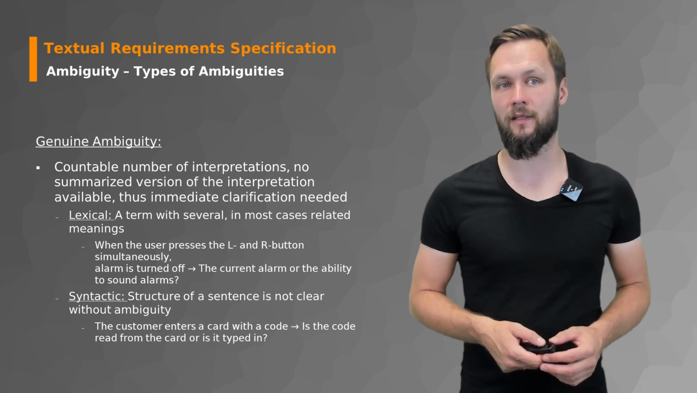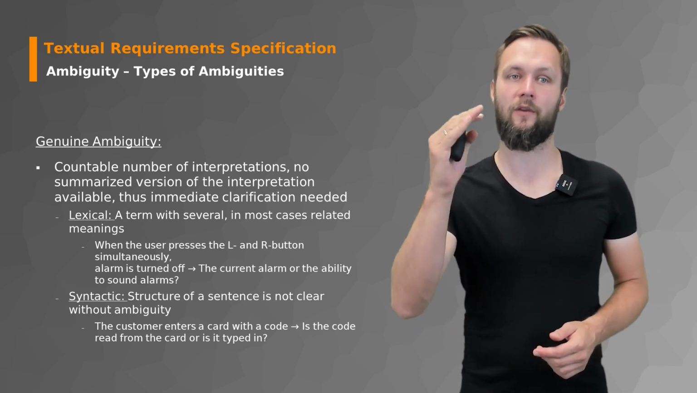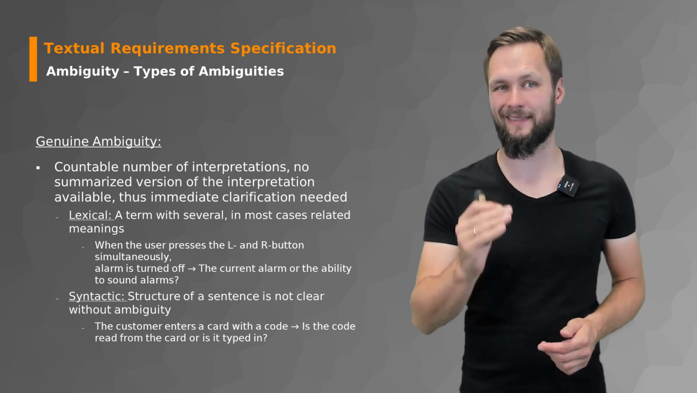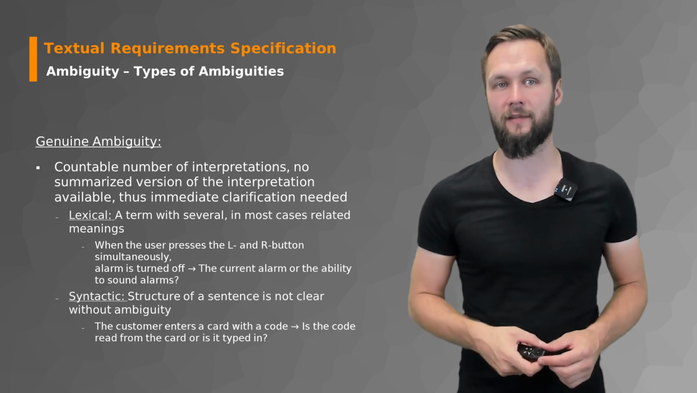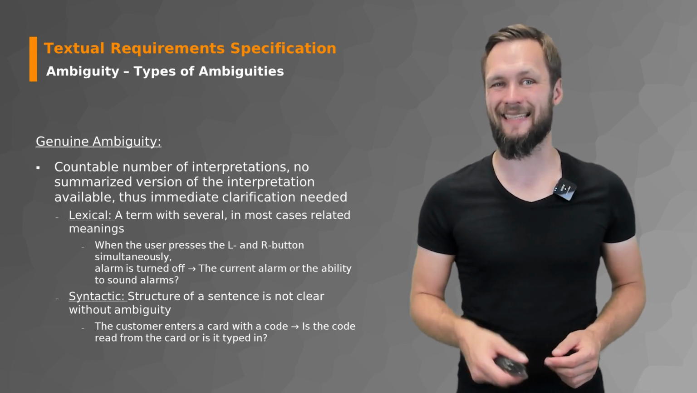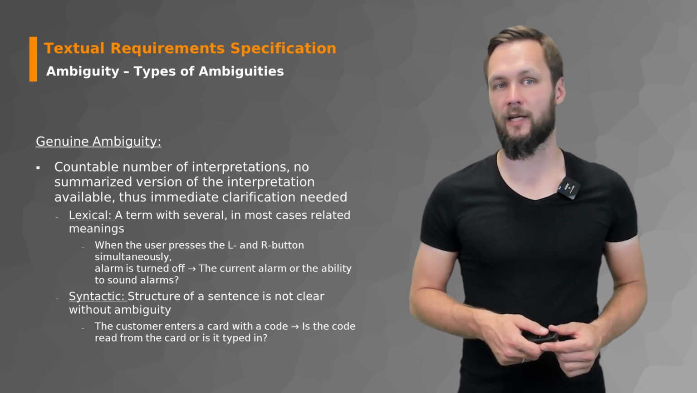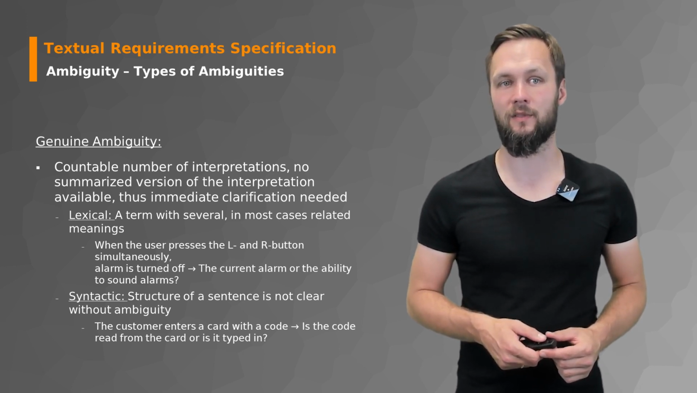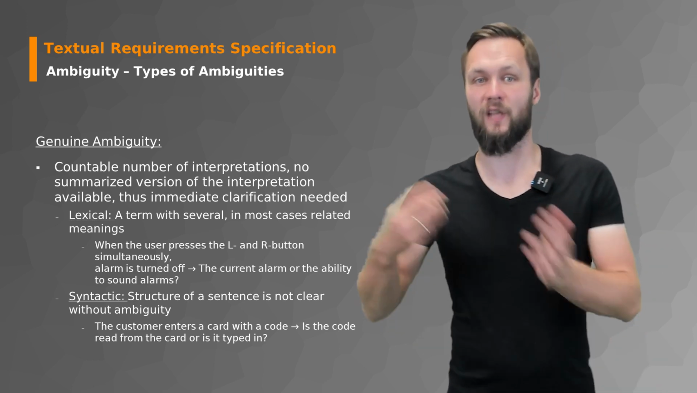Then there's genuine ambiguity, where you have countable numbers of interpretations, no summarized version of the interpretation is available, and immediate clarification is required. And there we further differentiate between lexical and syntactic genuine ambiguity. Lexical means I have a term with several, in most cases related, meanings. For example, when the user presses the L and R button simultaneously, alarm is turned off. The current alarm or the ability to sound alarms?